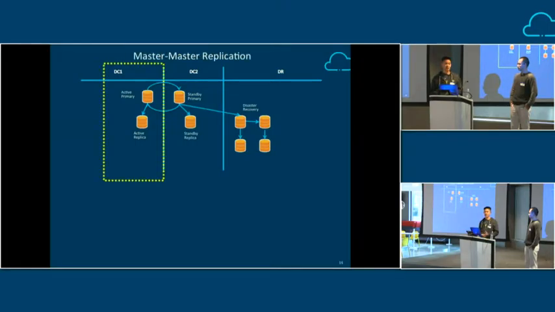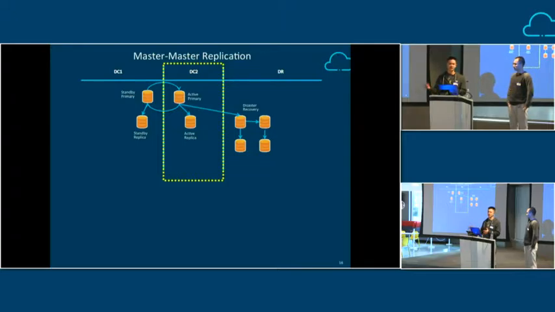We use master-master replication, which means at any given time for any pod, we can say, this pod, you're going to use DC1. Or we can say, this pod, you're DC2. And we can flip back and forth, and it's fine.